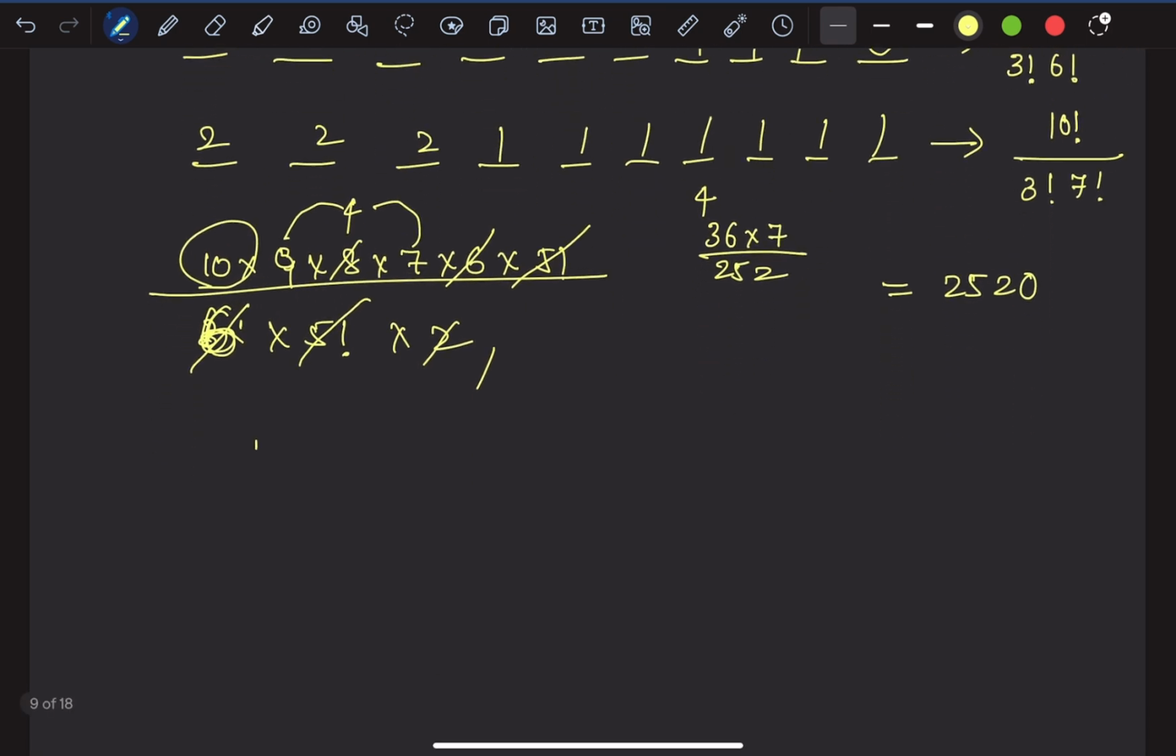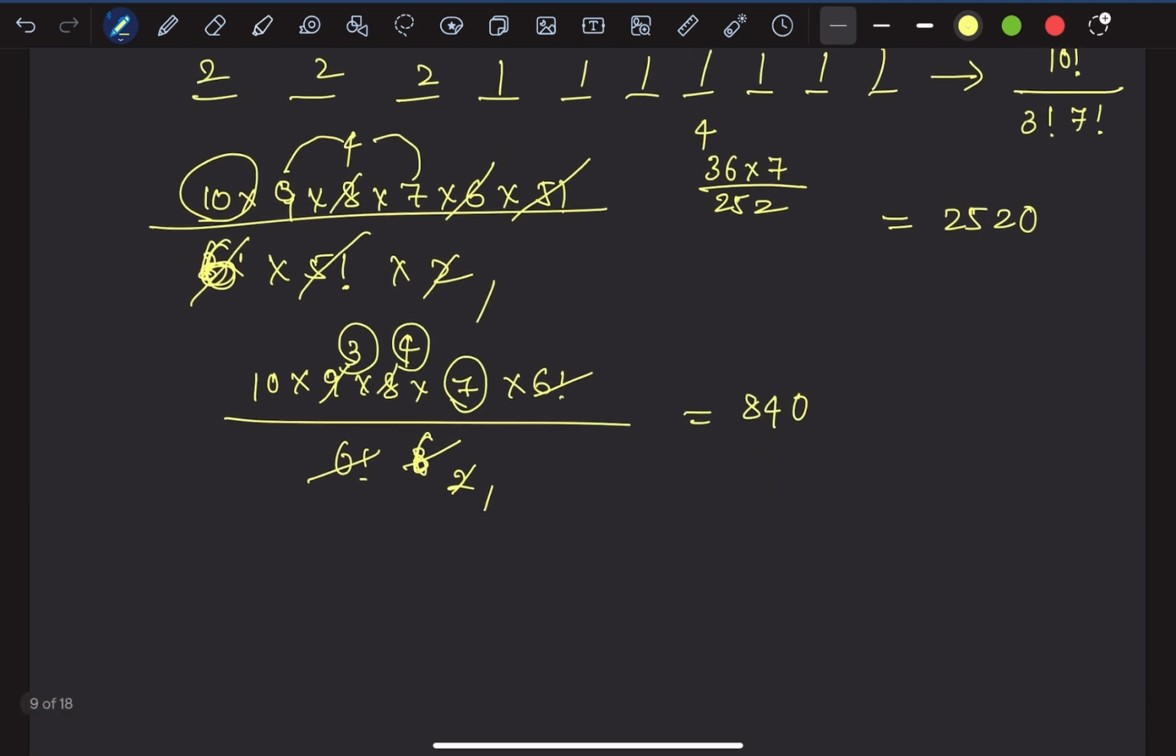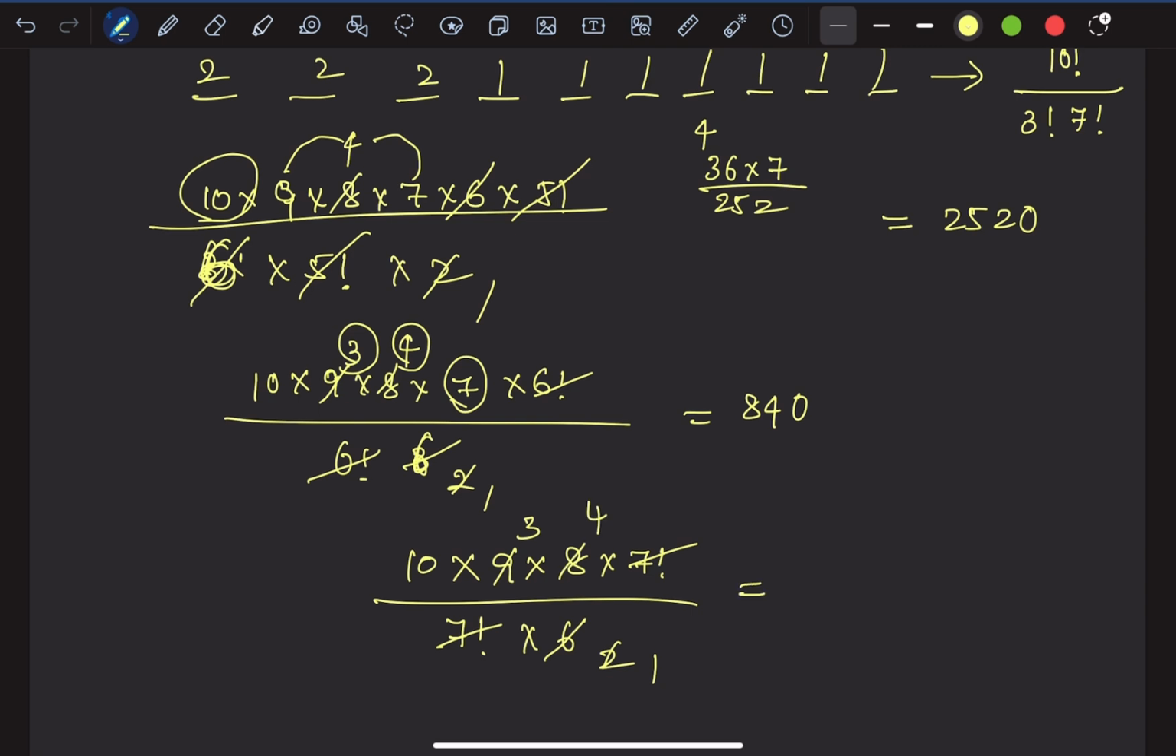Next case, 10 factorial, 10 into 9 into 8 into 7 into 6 factorial by 6 factorial into 3 factorial, which is 6. So this and this get cancelled. 3 2s are 6, 3 3s are 9, 2 ones, 2 fours, 3 fours 12, 12 sevens 84. So this is 840. And finally 10 factorial can be written as 10 into 9 into 8 into 7 factorial by 7 factorial multiplied by 6. This and this get cancelled. 3 2s, 3 3s, 2 1s, 2 4s. So this is simply 120. 2520, 840 and 120. So 3480 will be your answer for this particular question.